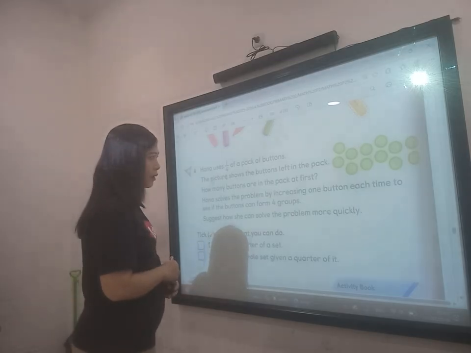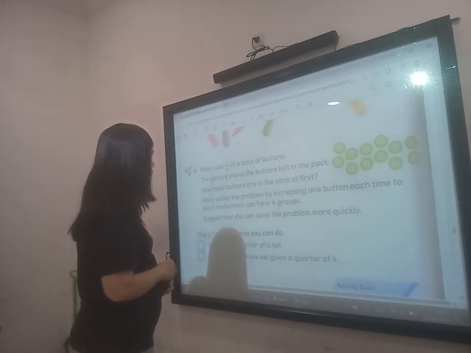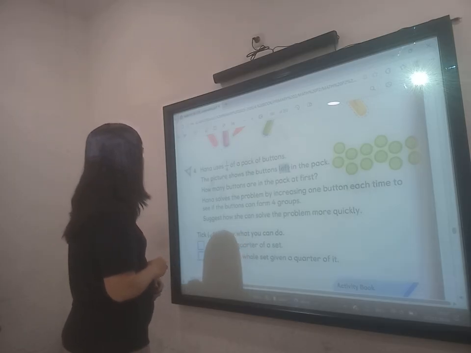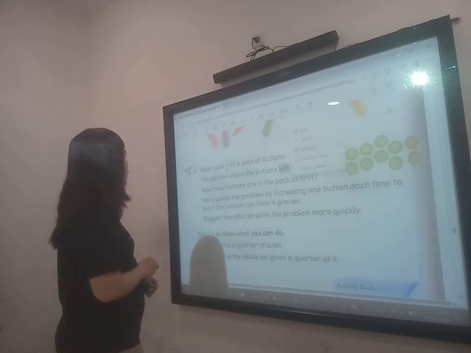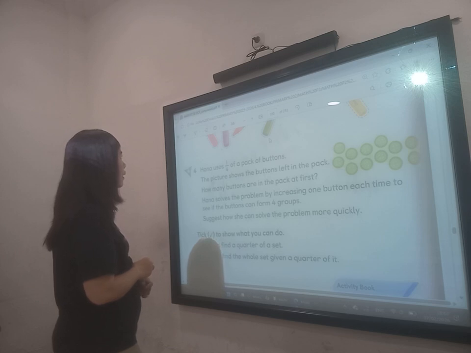It's not three, miss. 1/4 of a pack of buttons, not 1/4 of 12. Because you don't read this key. This is the key actually. The picture shows the buttons left in the pack.